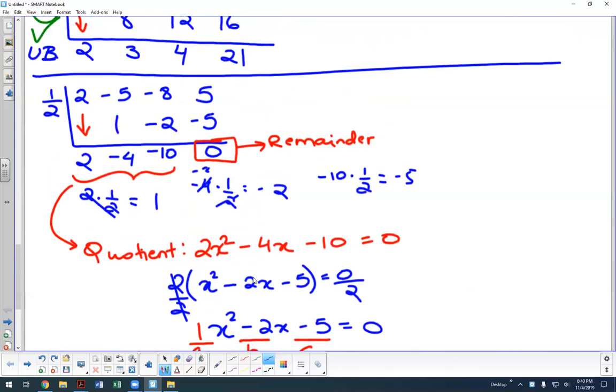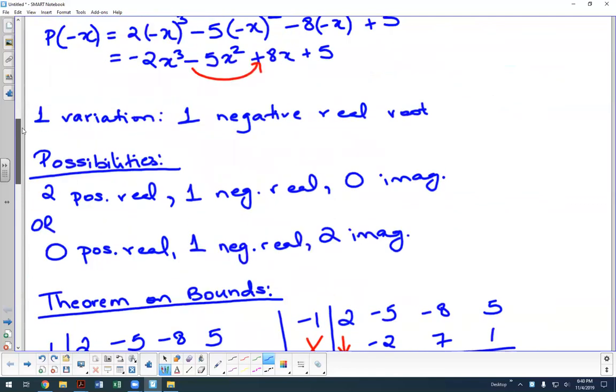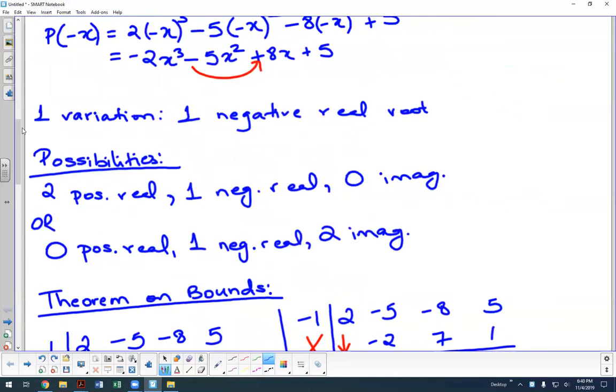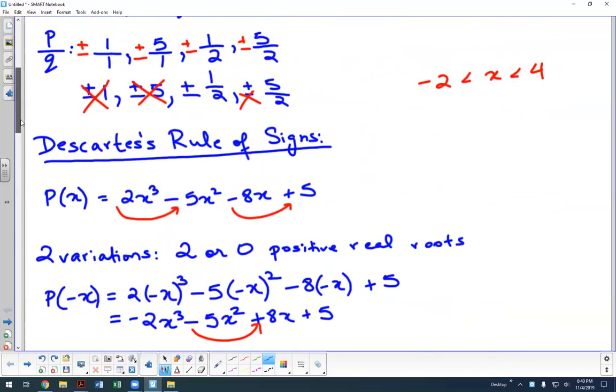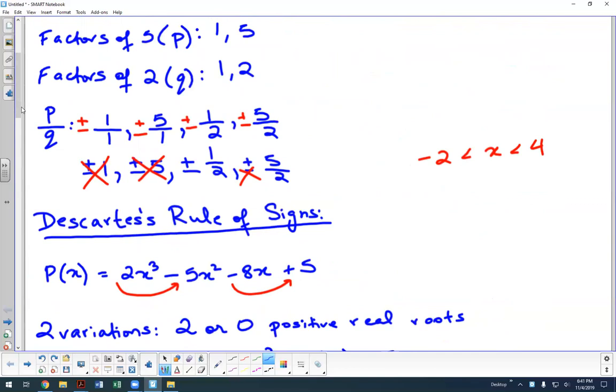You can see that we got 1/2 as our remainder 0, which means 1/2 is one of our roots. 1/2 is a positive number. So if this is a positive number, that means our possibilities are going to be 2 positives and 1 negative. That means obviously you should not get any imaginary answers when you solve your quadratic formula. And none of these other options are also going to work out. So -1/2 doesn't work, +5/2 doesn't work. So the only thing we got out of this whole list of 8 options was just that +1/2.